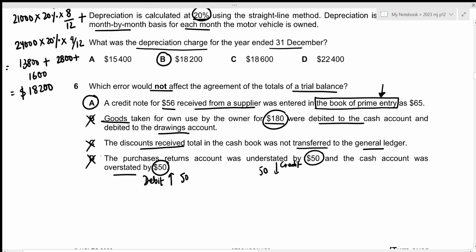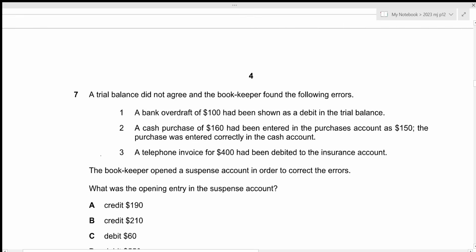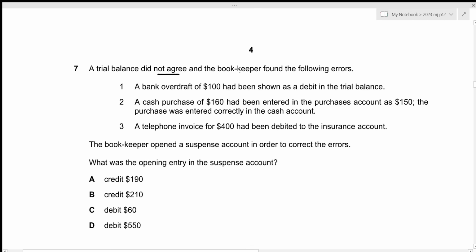Let's move towards the seventh question. A trial balance did not agree and the bookkeeper found the following errors. Okay, we need to figure out the opening entry in the suspense account. So I like to rectify these errors in the trial balance first, and then we can post it towards our suspense account. Let's have a look at our first error.